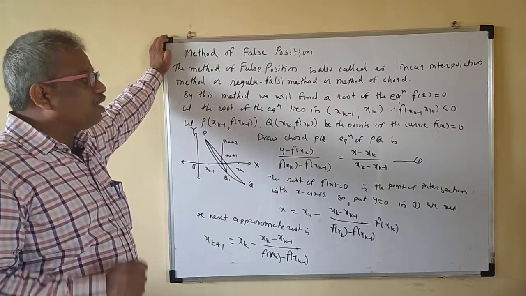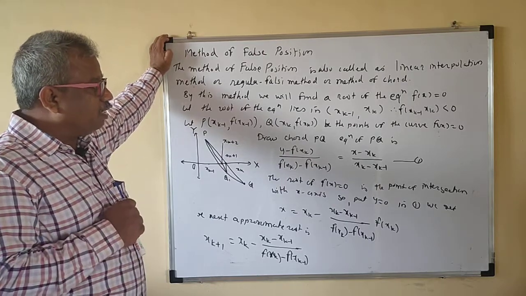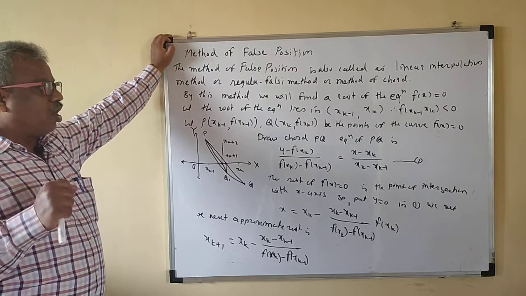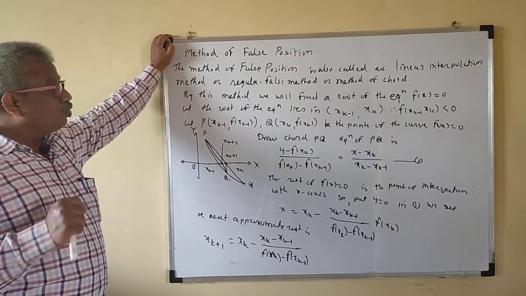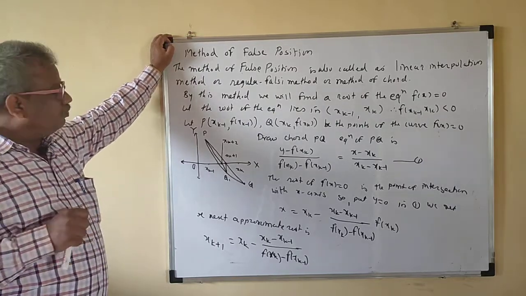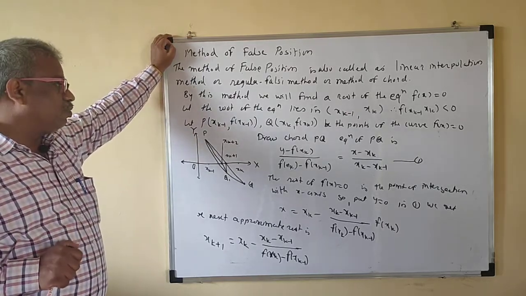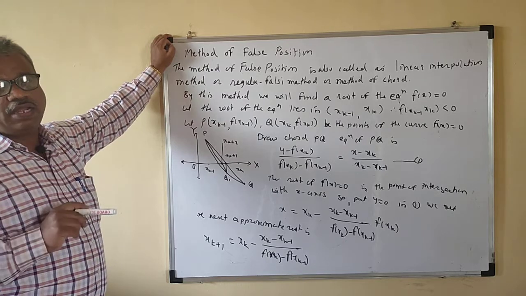Okay, so the method of false position is also called the linear interpolation method, or regula falsi method, or method of chord. Why it is called the method of chord, that we will see. By this method we will find the root of the equation f(x) = 0. So first we will find the interval.